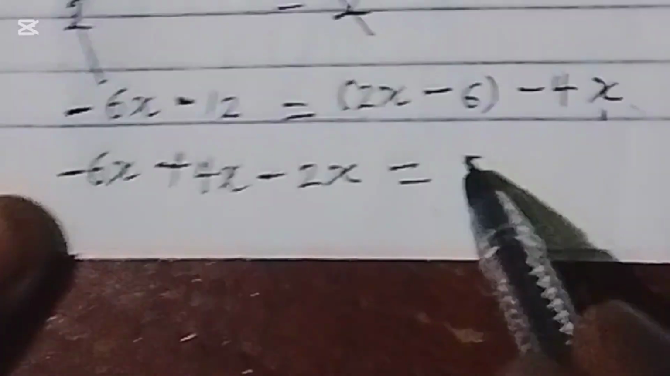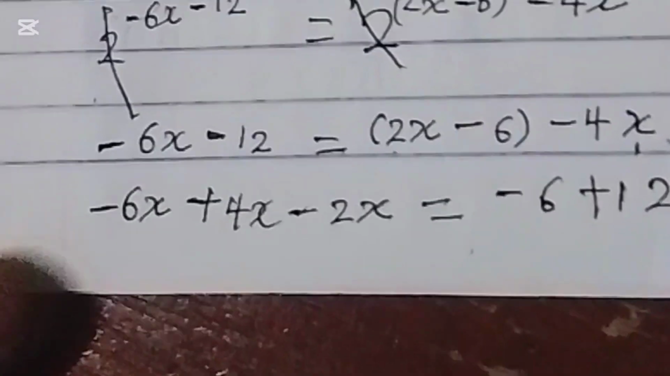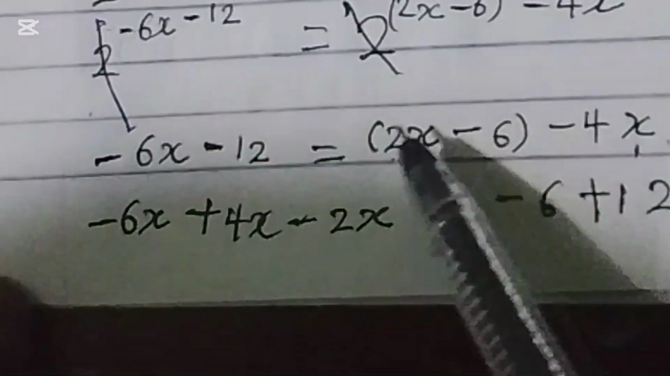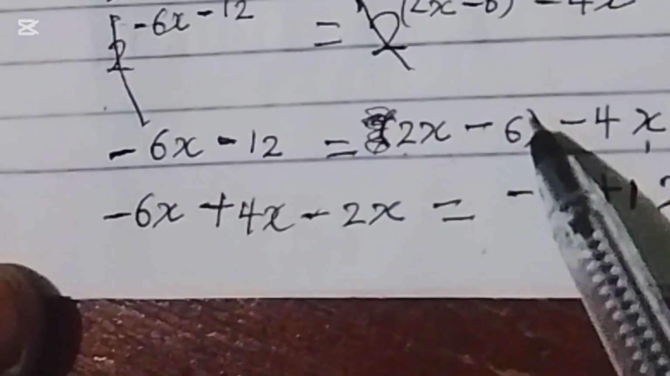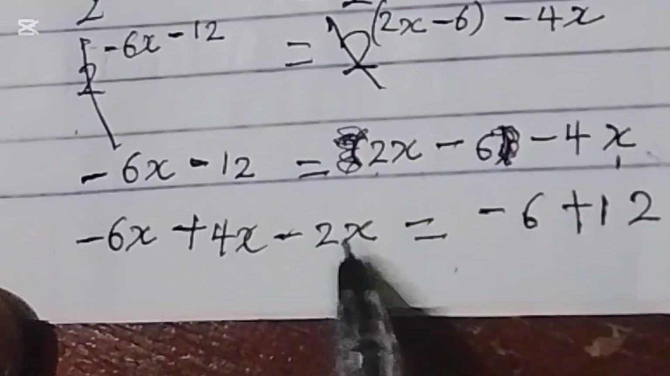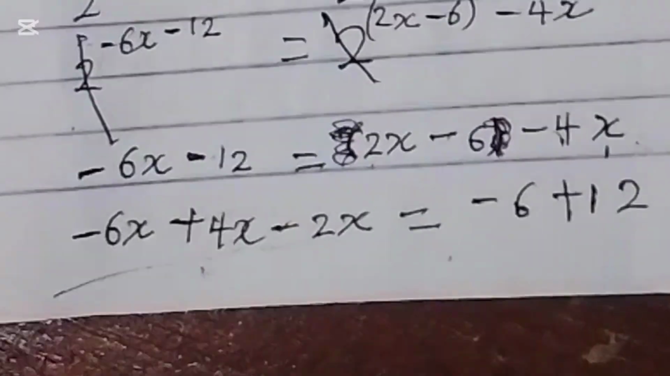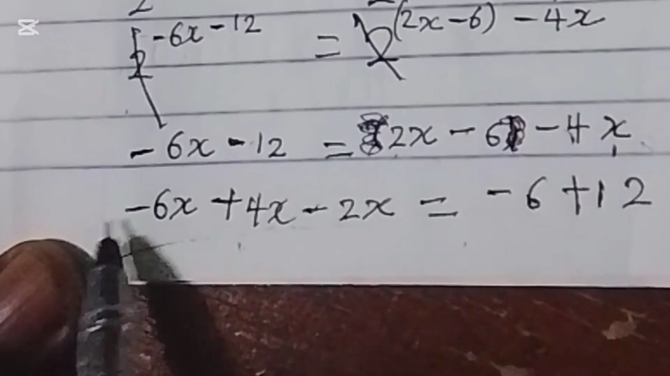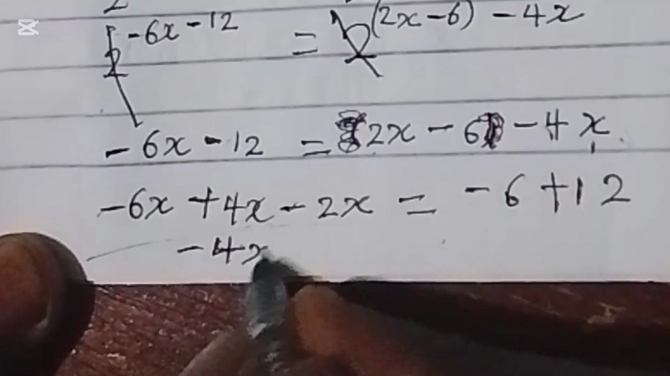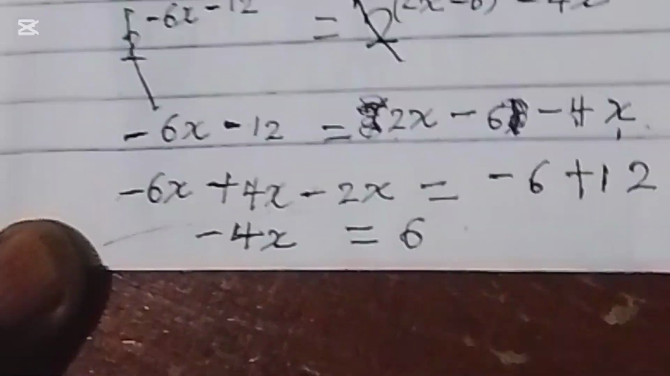Then you have equal to minus 6 plus 12. This is going to come here. This is going to come here. So actually, what we make this bracket for is just to group it, but we can observe it as one complete entity. And that is why when this comes here, it comes minus. When this comes here, it comes plus. So from here, we can solve this, and this will give us minus 4x equal to 6.